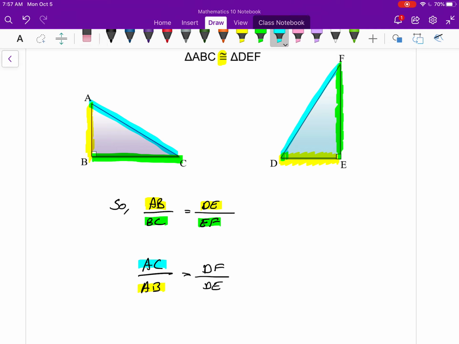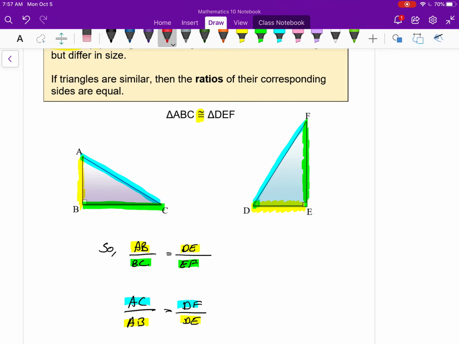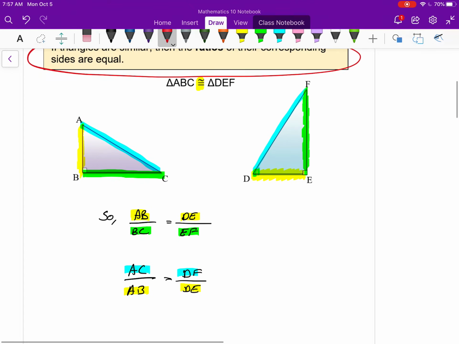So clearly I can keep coming up with different combinations, and I'm not going to keep doing this forever. But that's what I'm showing you here, what this last phrase means. If triangles are similar, the ratios of their corresponding sides are equal. And there are so many combinations of sides I could come up with here. I just showed 2 examples.